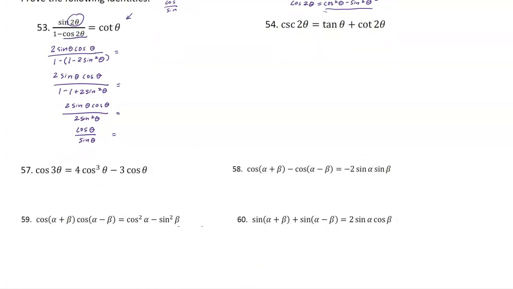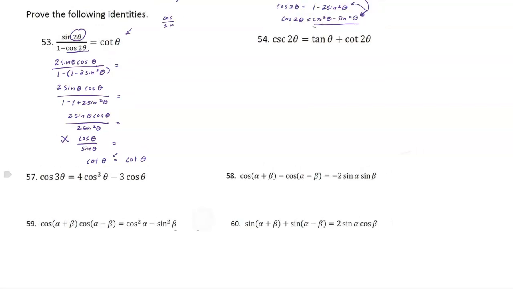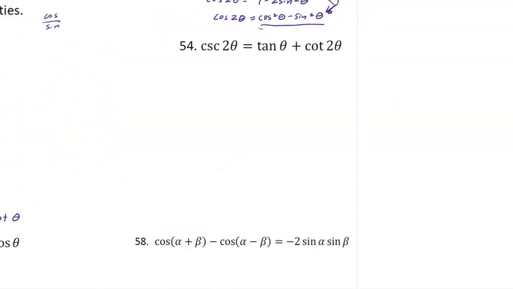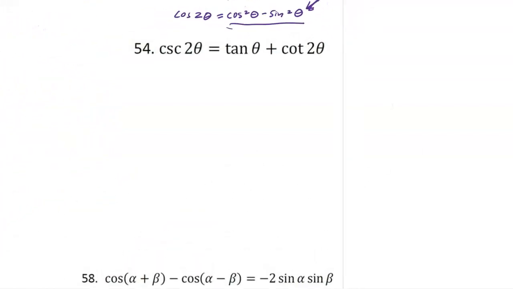Okay. You can't stop here. I saw kids stopping here. You cannot stop here. This is not the place to stop. You need to keep on going. You need to have cotangent in the end. Now, that is the correct answer. Okay, let's try number 54 now.